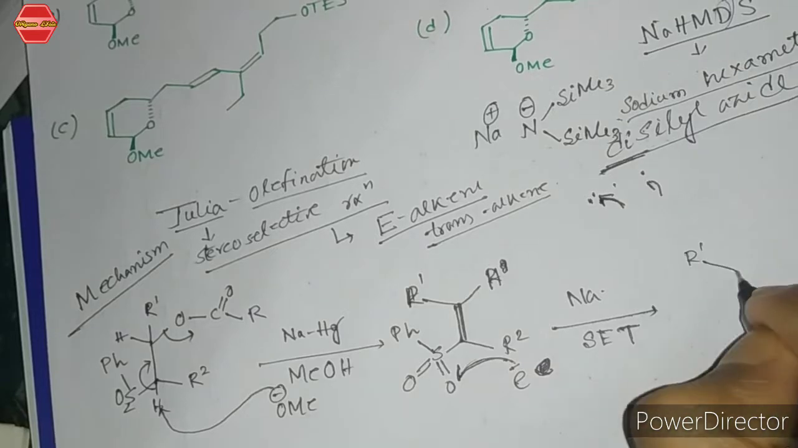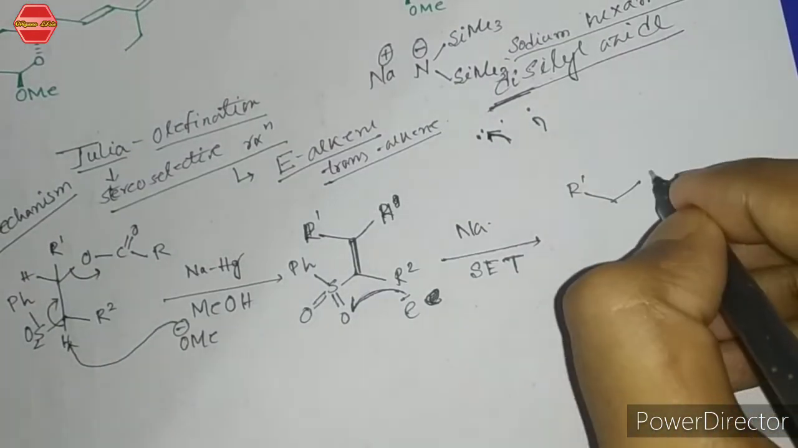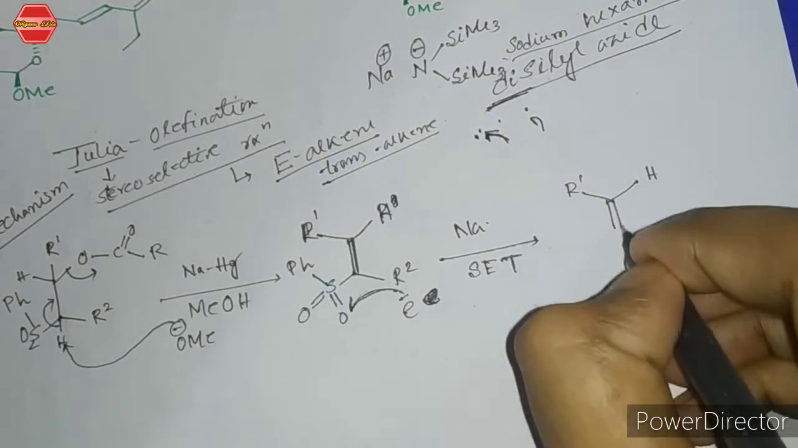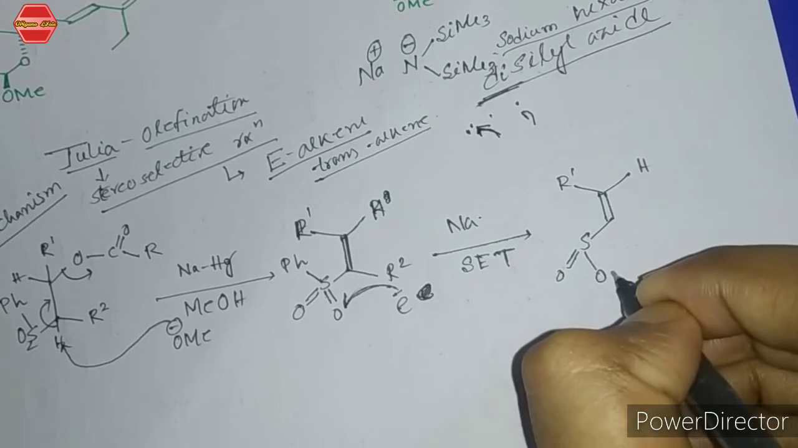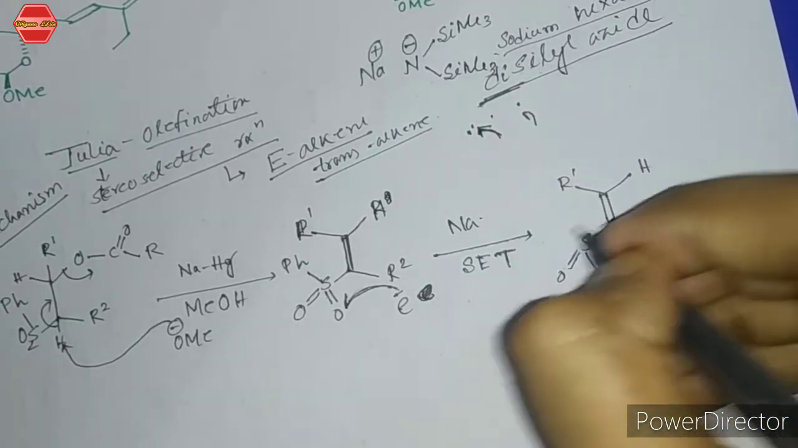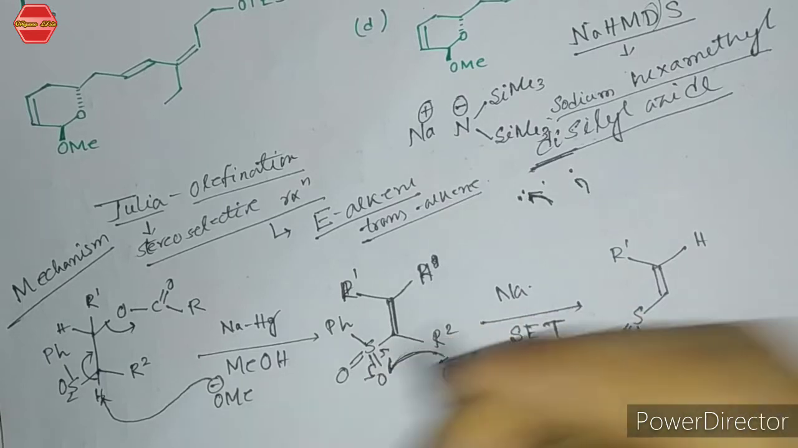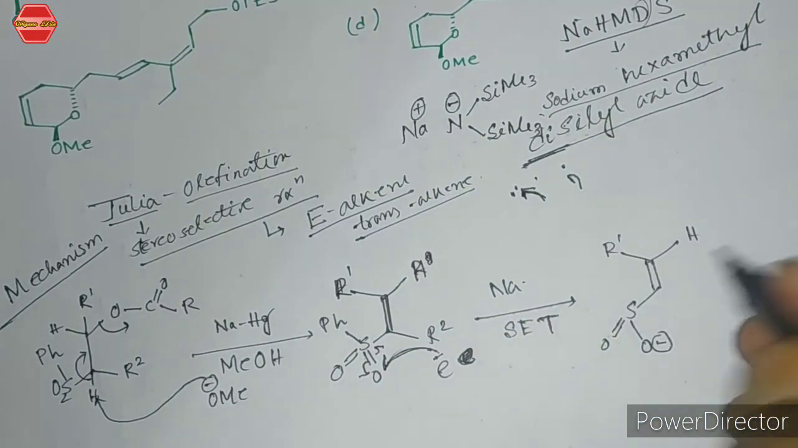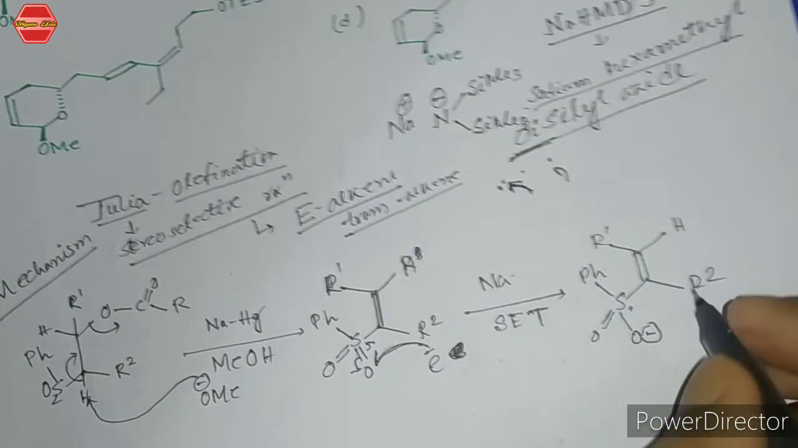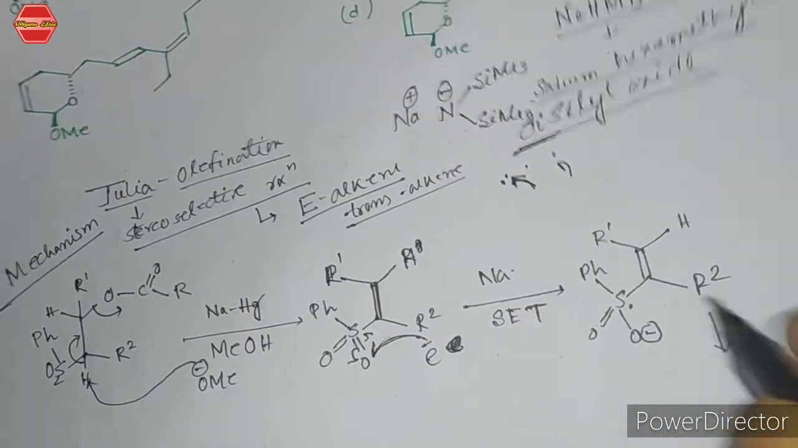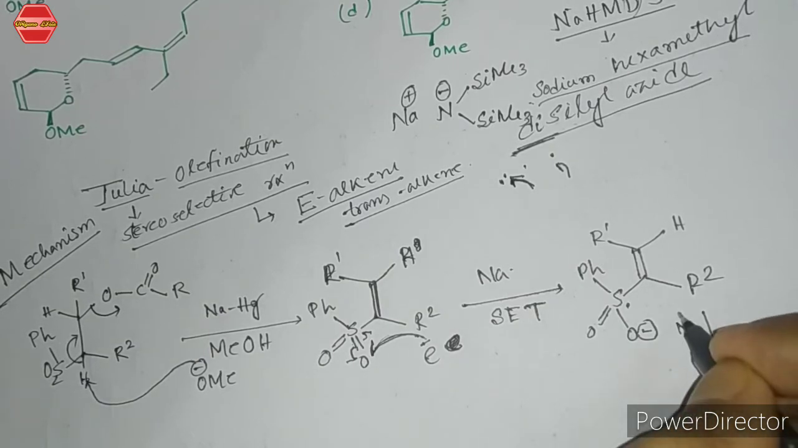After that there is a formation of this compound like this, with S double bond O. Here is oxygen with a negative charge, and this bond breaks like this. After that there is a negative charge, and a radical forms, and there is R2, and there is also the single electron present, that is from sodium.